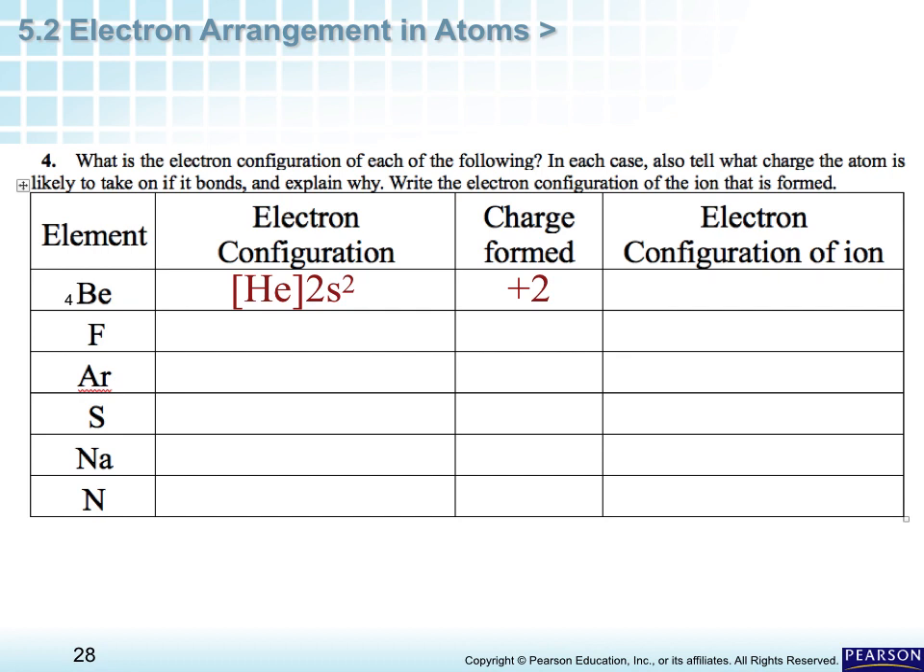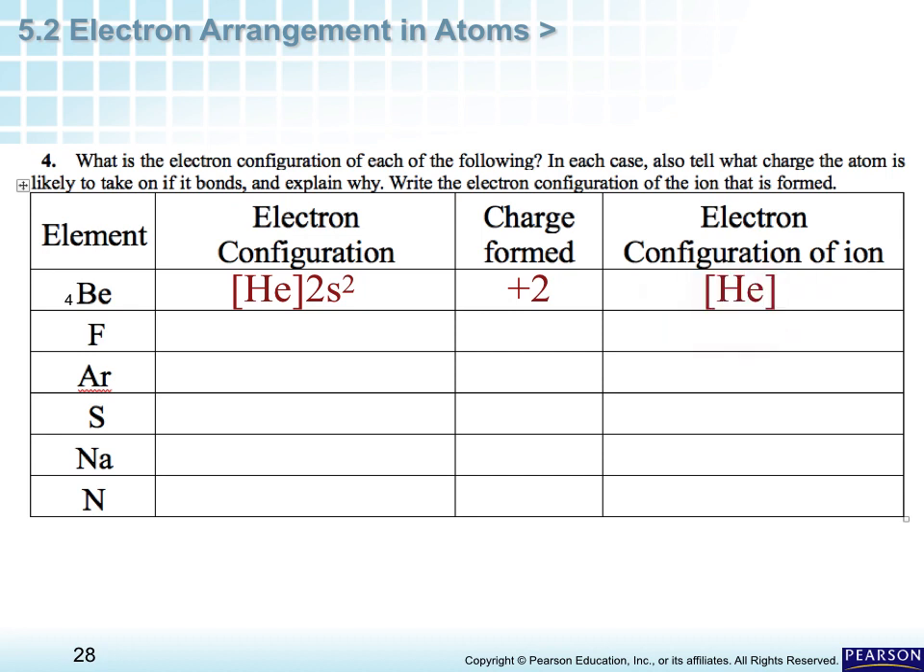So now I have a charge of +2, because remember, to get the charge, protons, which is the number 4, that's the atomic number, and I subtract from that the number of electrons lost. So 4 minus 2 gives me a +2. So my electron configuration, if I get rid of the 2s2, is just the helium that was there originally.